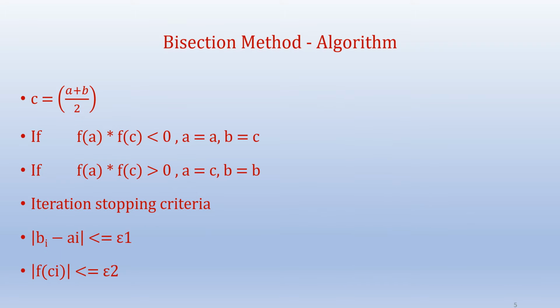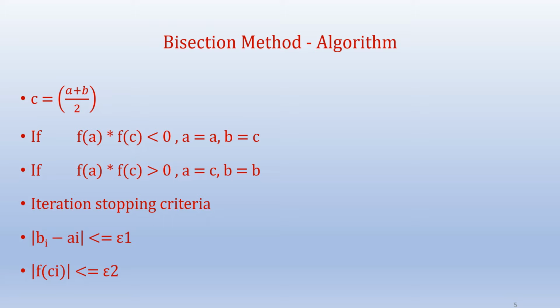So the bisection method algorithm is given below. As mentioned before, C equals (A + B)/2, and if f(A) times f(C) is less than 0, then the root should lie between A and C, so A remains as A and B becomes C. If f(A) times f(C) is greater than 0, the root should be present in the other half, so A becomes C and B remains the same.